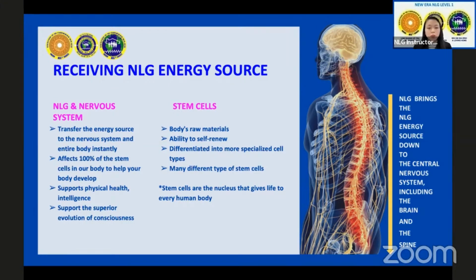to help your body develop and transform, and to meet certain tasks and goals that you wish for them to do. It supports your physical health, mental health, intelligence. It supports the superior evolution of consciousness. And of course, stem cells, we know, are the body's raw materials, with the ability to self-renew, and there are many more specialized types of cells. It's a really important part of us.